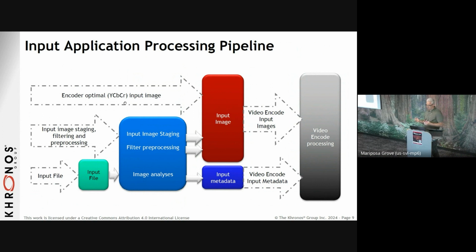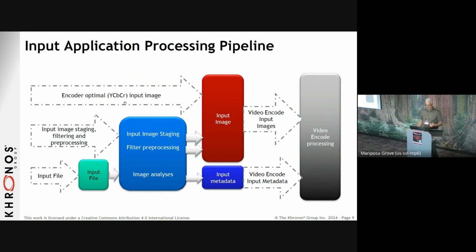And Khronos is also working on another extension that allows you to render in RGB space, but when you resolve, you also go to YCbCr space by defining exactly how this conversion would need to happen. So in those cases, you don't need to do any additional steps for this input preprocessing.